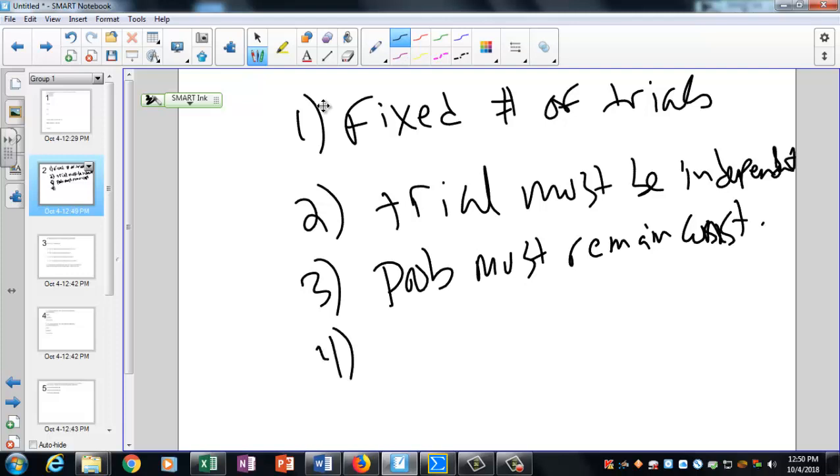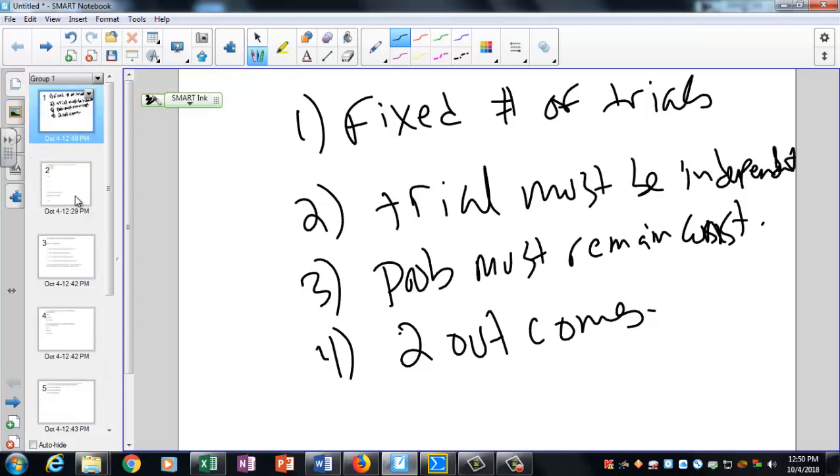And the 4th condition, there has to be only 2 outcomes. So each trial must fall into 2 outcomes. Generally, we regard that as success or failure. Okay, however that might mean. Okay, but there can only be 2 outcomes. Those are the 4 conditions of a binomial. You are expected to know those 4 conditions.